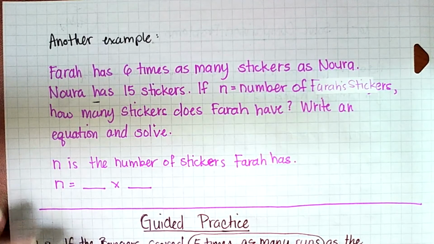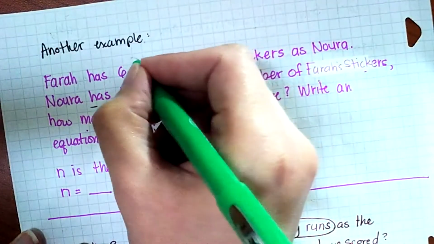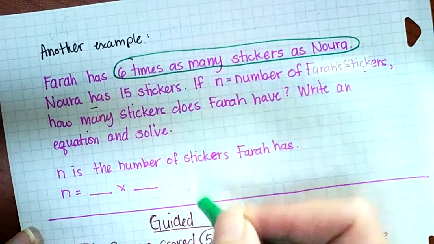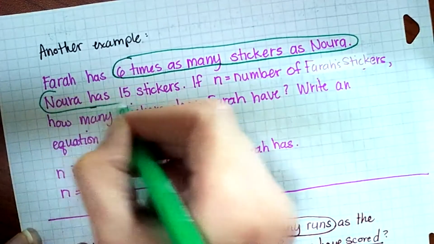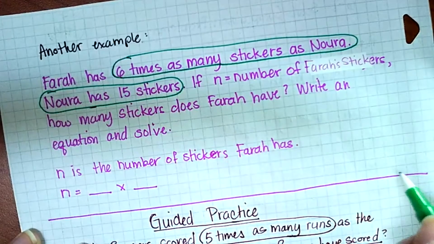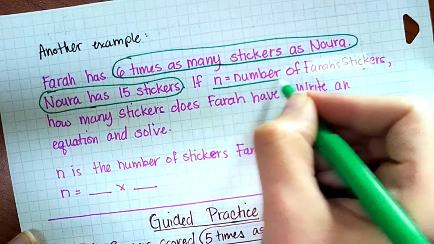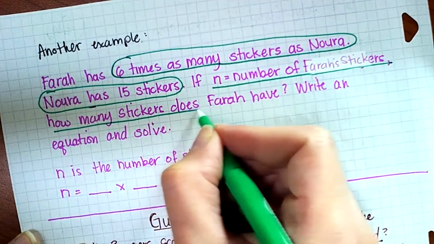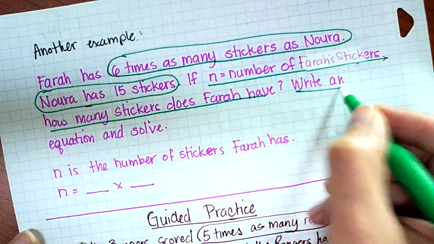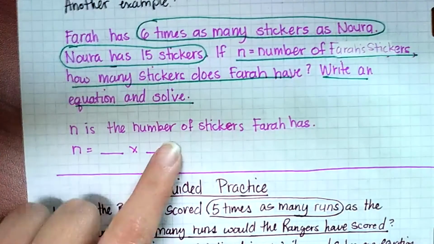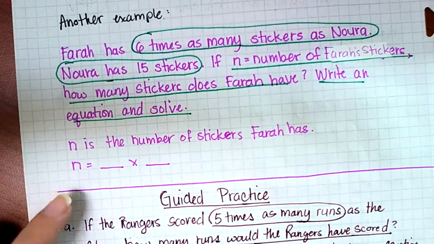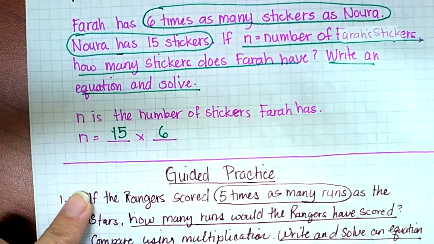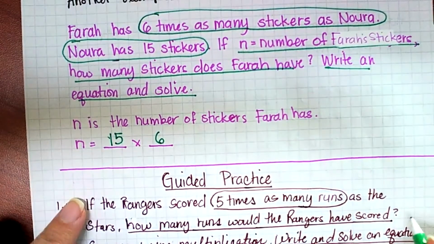So let's go ahead and annotate our question here. So we know Farah has 6 times as many stickers as Noura. Okay. We know Noura has 15 stickers. So if n equals the number of Farah stickers, we're going to underline that because that's important. How many stickers does Farah have? And then we have to write an equation and solve. So if n is the number of stickers that Farah has, we're going to do 15 times 6 to find the number of stickers that Farah has.